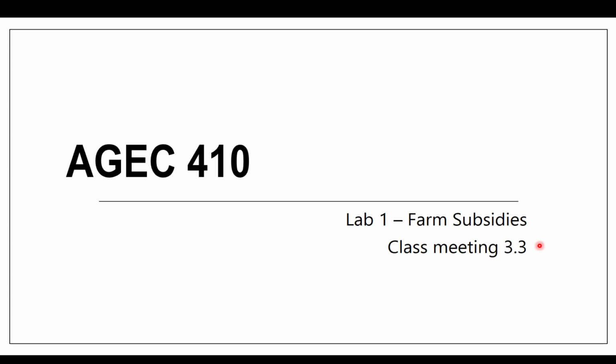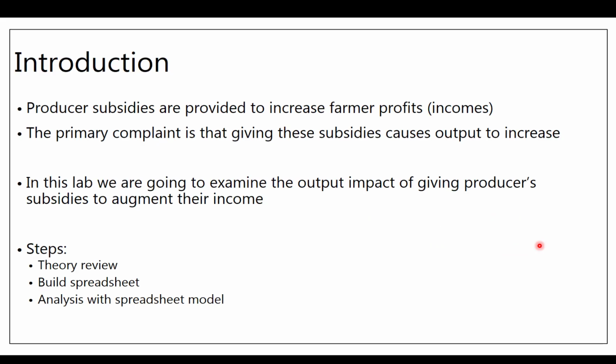So let's think about this. Just as an introduction, let's set up some of the assumptions or basics that might promote such an analysis. One, producer subsidies are there to increase profits. Then the claim that we want to look into is this complaint that giving subsidies to producers will cause output to increase. And so, why would that be a complaint?